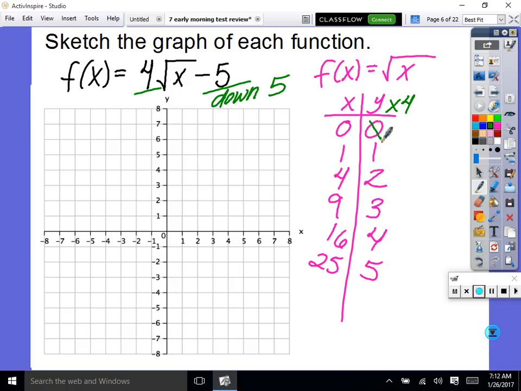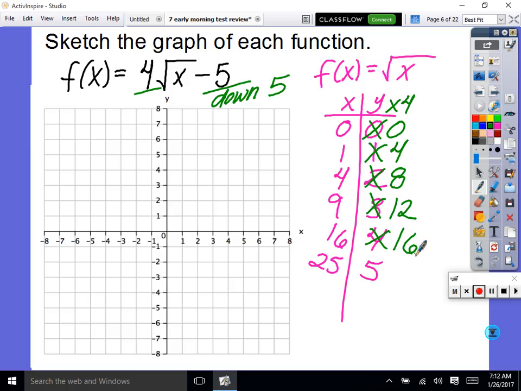0 times 4 is 0. Not 4, 0. So don't do that on the test. 1 times 4 is 4. 2 times 4 is 8. 3 times 4 is 12. 4 times 4 is 16. Those are getting pretty big, so I'm going to just stop there. Does everybody get what I'm saying?